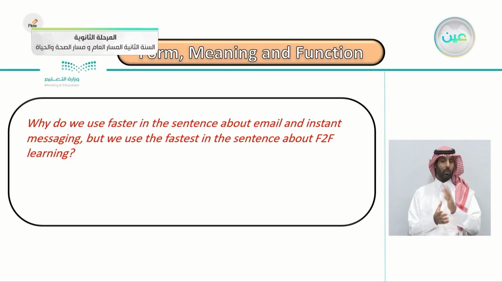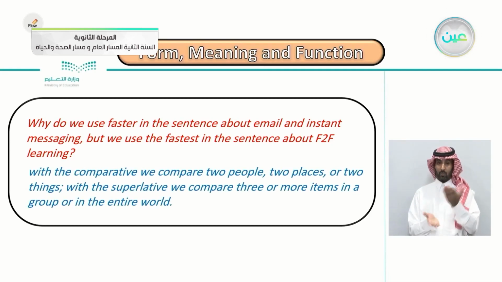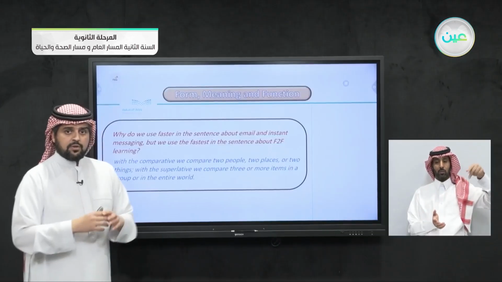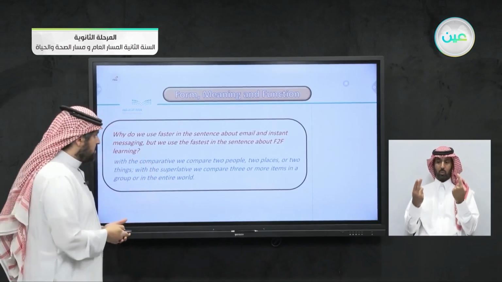Why do we use faster in the sentence about email and instant messaging, but we use the fastest in sentences about face-to-face learning? With the comparative, we compare two people, as I said before, or two places, or two things. With the superlative, we compare three or more in a group, in the entire world. So with the superlative, you are comparing it to the group or to the entire world.